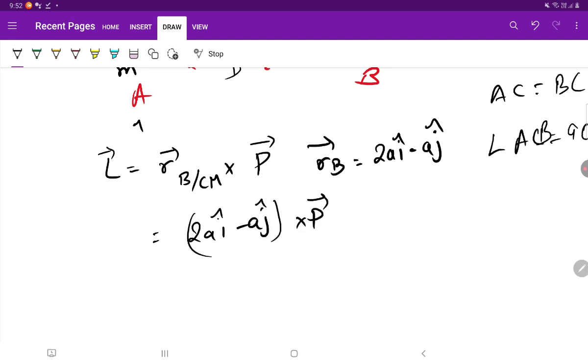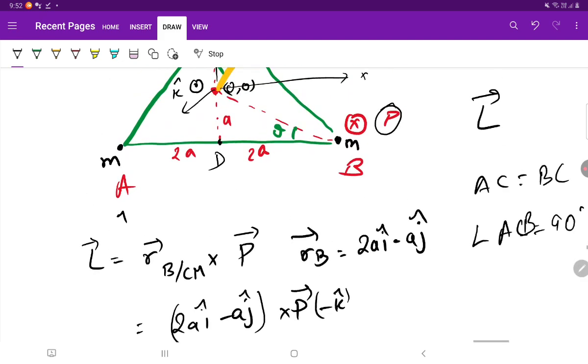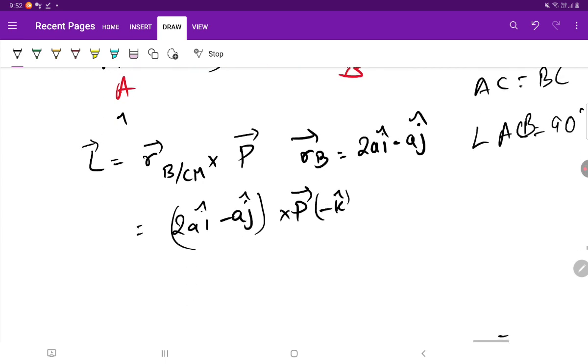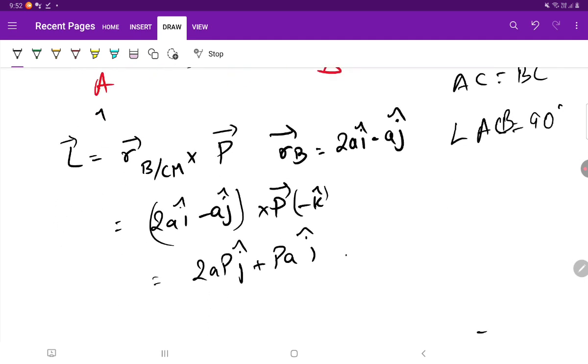Okay. We know that torque is given as r cross F. Similarly, angular impulse is given as r cross p. The p vector is along the minus k cap direction because it's going into the page. I marked it with a cross sign. So i cross k is minus j, so it will be 2ap j cap, and j cross k is plus i, so plus pa i cap. So I can write it as pa times (i plus 2j).